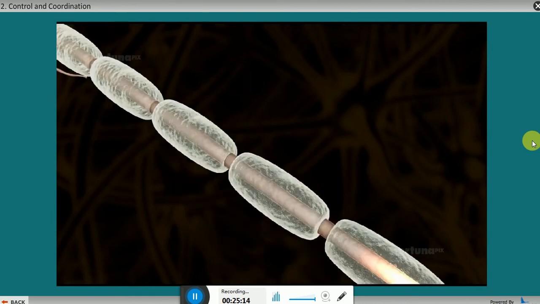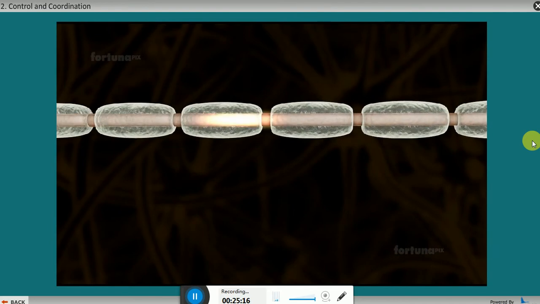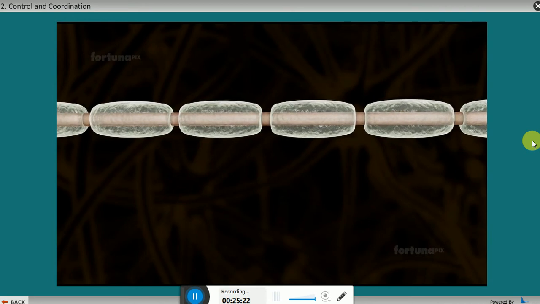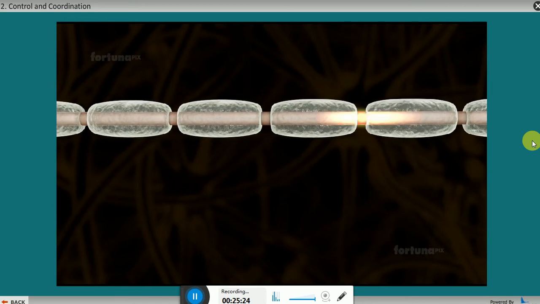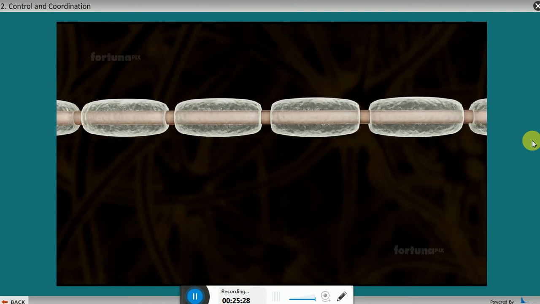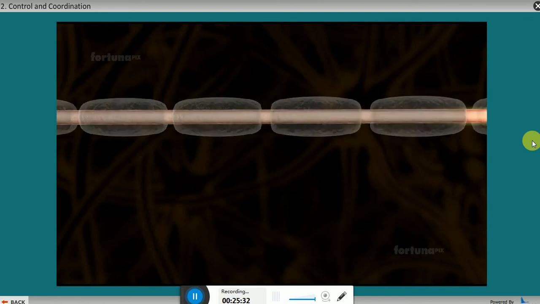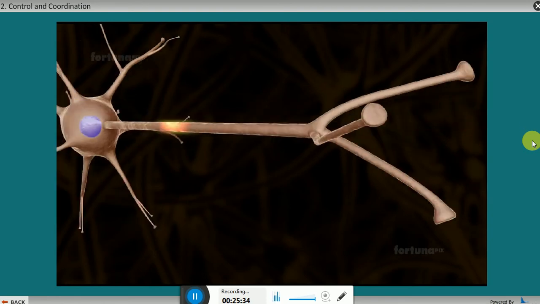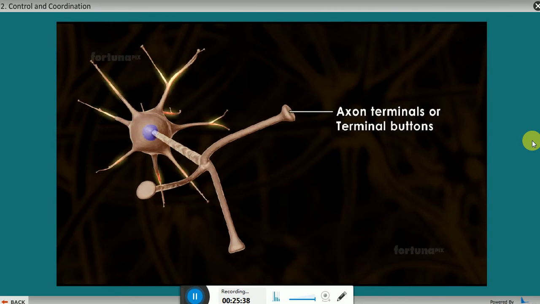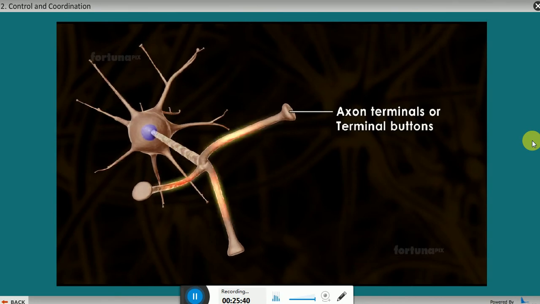However, it is not continuous along its length. There are many gaps known as the nodes of Ranvier. These gaps allow electrical impulses to jump from one node to the next, thus increasing the speed of its transmission. Axons end in short branches with swollen tips known as axon terminals or terminal buttons.